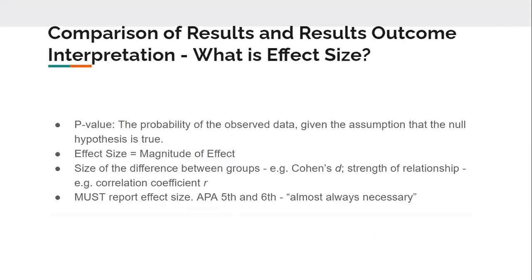Given the limitations of p-values, they do not tell us how strong the effect is, and it depends on statistical power. We need to report the effect size as well, which is the magnitude of the effect. This may be the size of the difference between groups, for which you use Cohen's d, or the strength of a relationship, like correlation. So we must report effect size. The APA 5th and 6th editions mention that it's almost always necessary to report effect size.